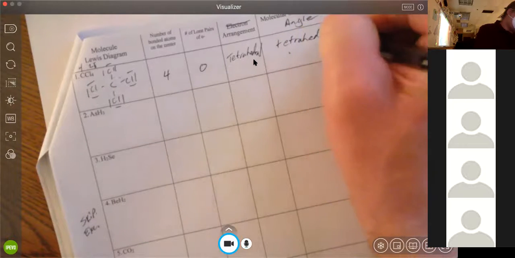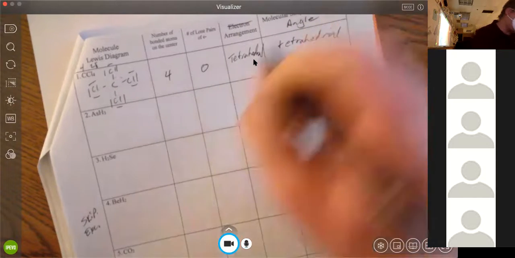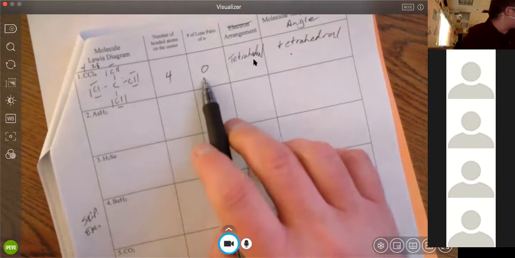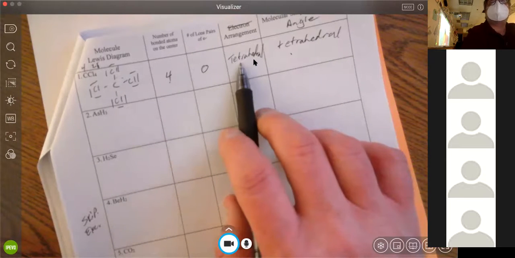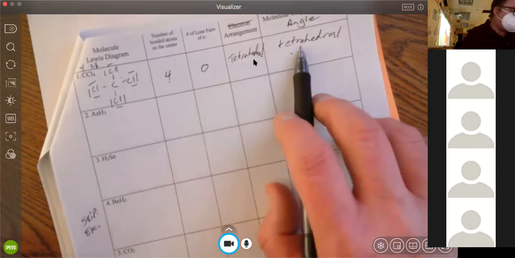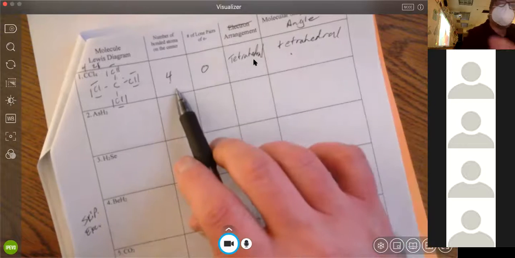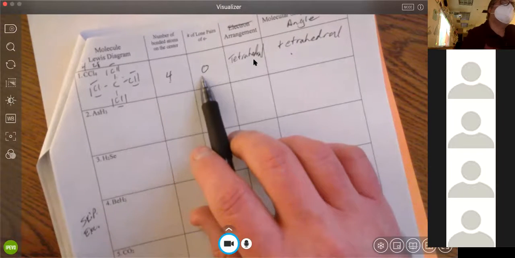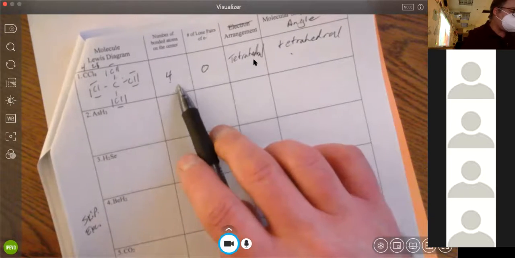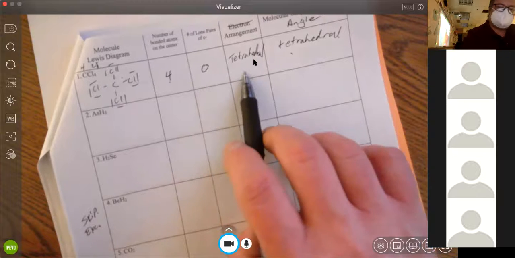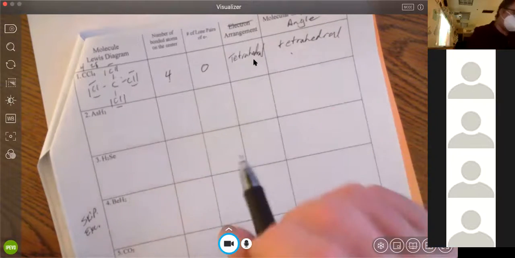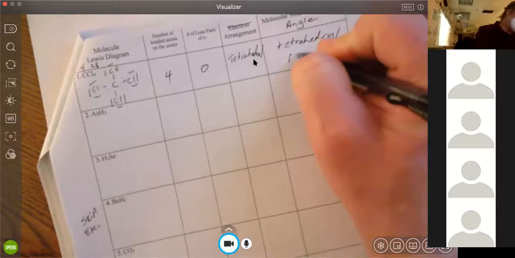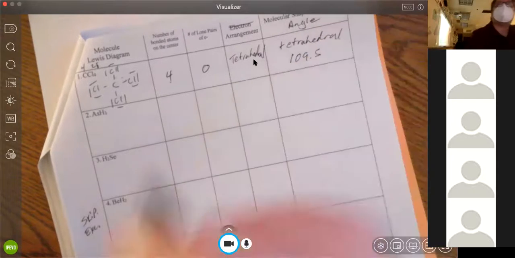A lot of things can have the tetrahedral arrangement. Anything where this plus this, these two added up equals 4, that's a tetrahedral arrangement. The only one that has a tetrahedral shape is when you have 4 bonds and 0 unshared pairs. For example, if you had 3 bonds and 1 unshared pair, that would still be tetrahedral, but shape-wise, it would be trigonal pyramidal. Now the bond angle for tetrahedral is 109.5.